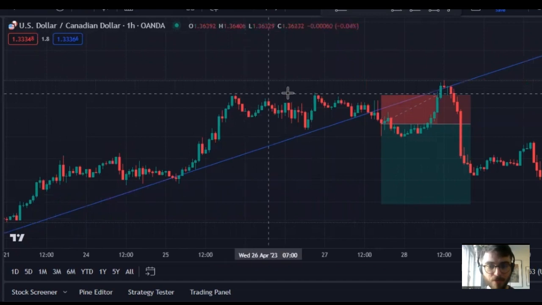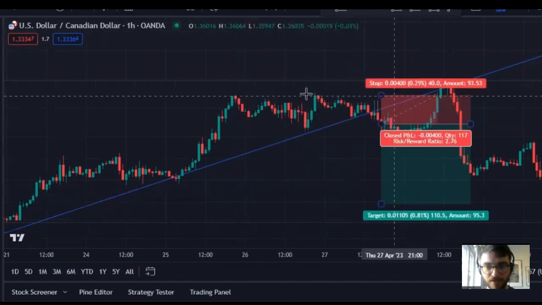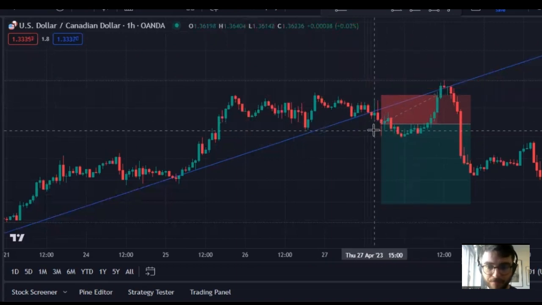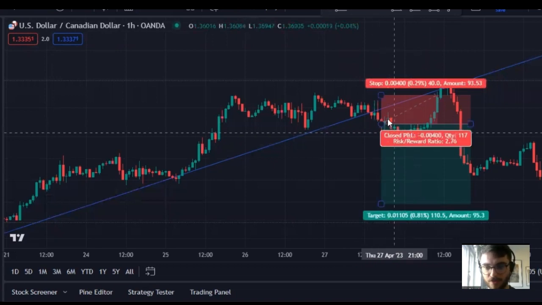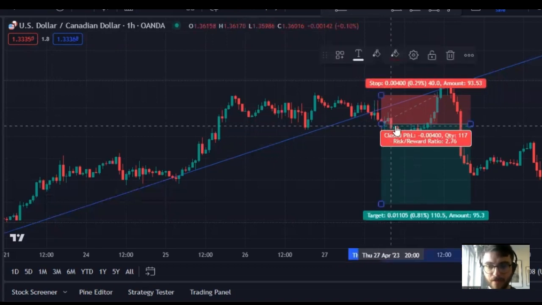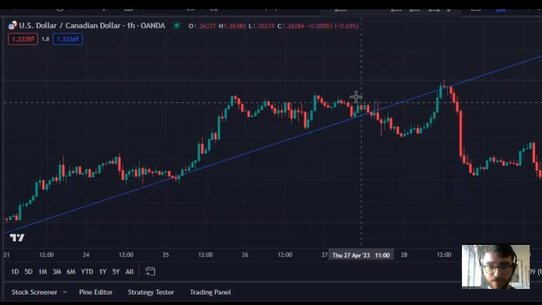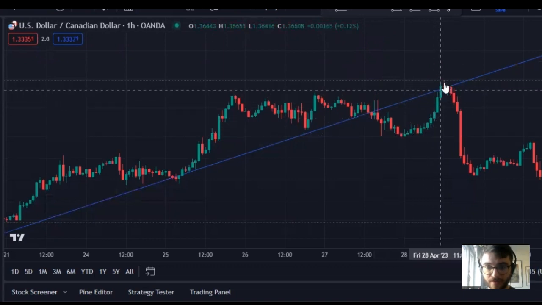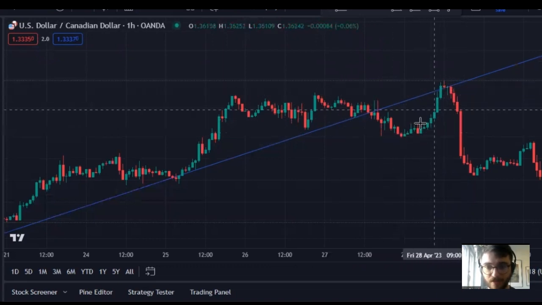But for example, here we would wait to see that this support is retested and really broken, and we do get this later. But we would need more confirmations than just this break of trend line. And another thing to note is that once a trend line is broken, it is very likely that the price will just come and retest that trend line. And that's exactly what we see here.